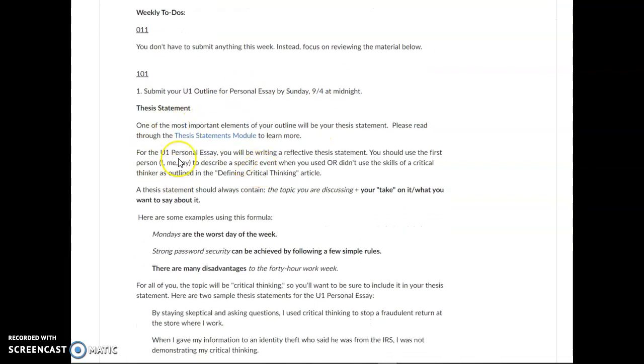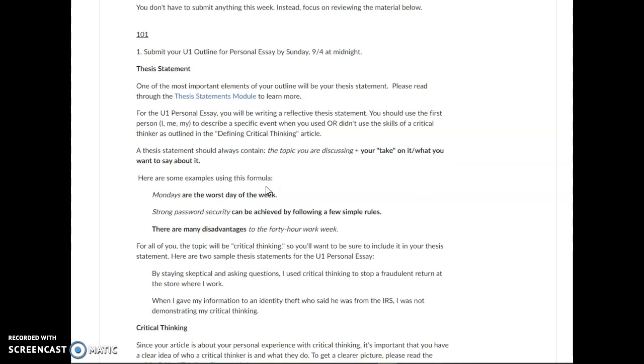So I've included a little section here on thesis statements. I would like you to look through this entire thesis statement module to get an idea of what thesis statements are. And then down here, I've talked a little bit more specifically about how for the Unit 1 personal essay, you're going to write a reflective thesis statement that explains basically your take on critical thinking in the specifics of the prompt. You can see that I've included some sample questions down here, and also just an explanation of thesis statements, a general formula to write a thesis statement.